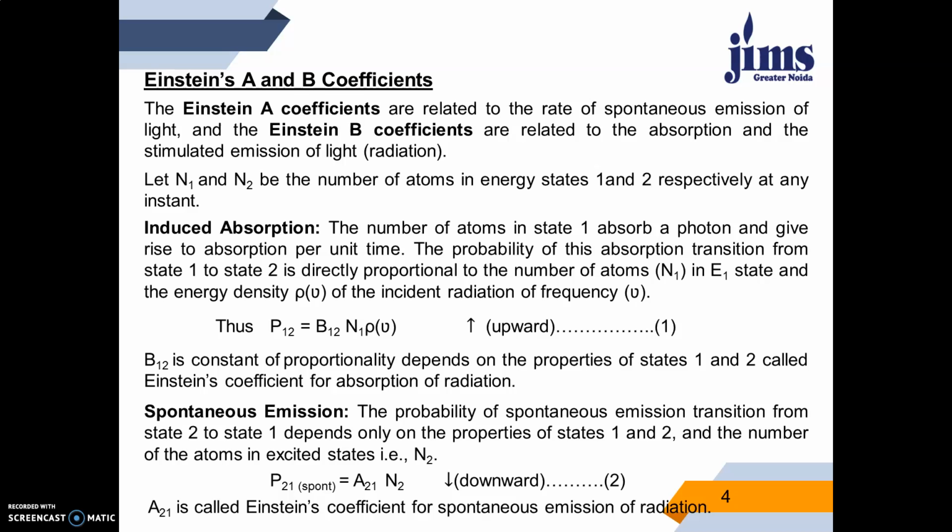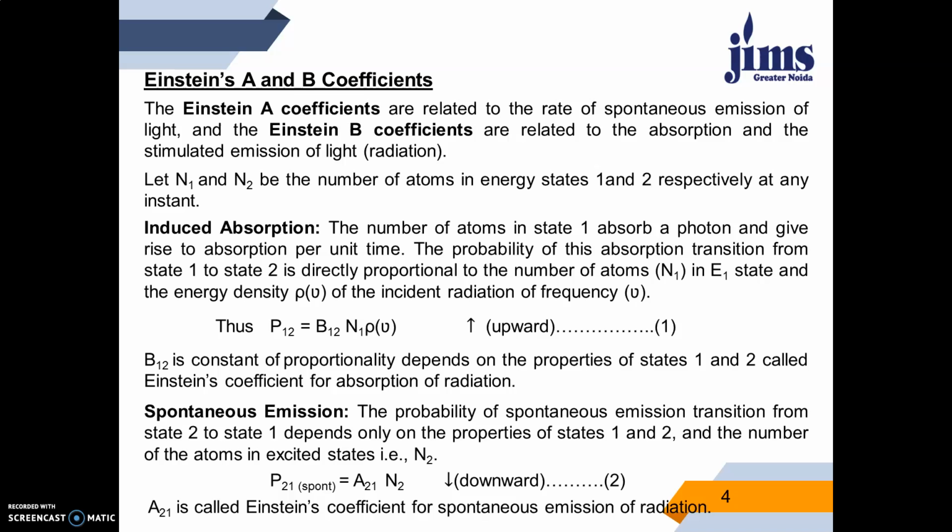Since this transition takes place from lower energy state to upper energy state, it is also denoted by an upward arrow. The direction of this transition is from lower energy state to higher energy state, that is in the upward direction. Therefore, it is shown by upward arrow direction. This is equation number 1.